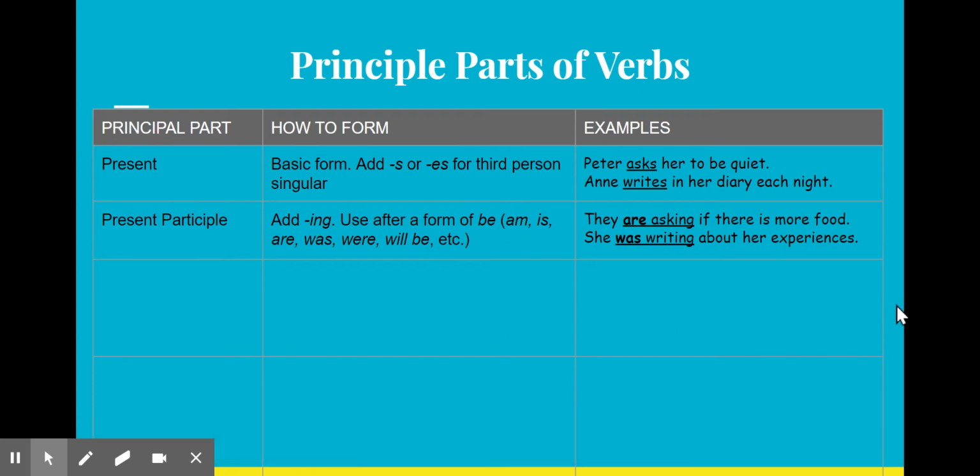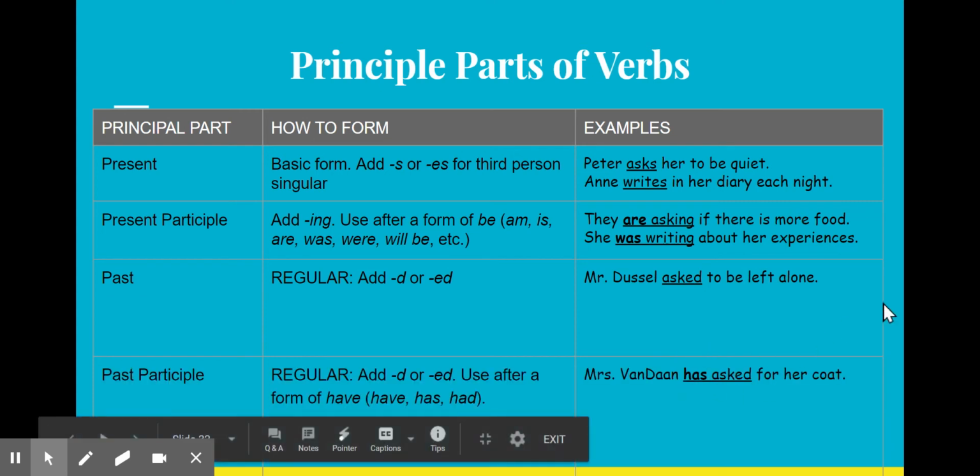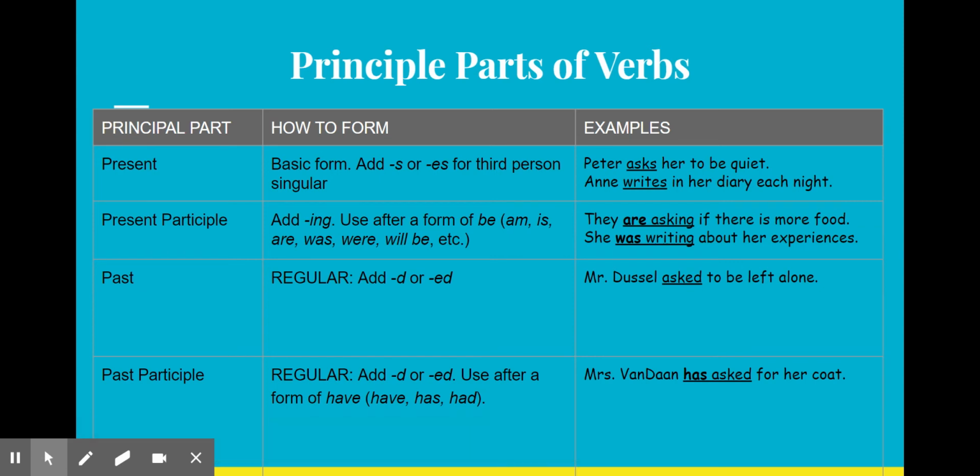Now, here's where we start to distinguish between regular verbs and irregular verbs. In the past tense, in regular, we're going to add a D or an ED, such as in Mr. Dussel asked to be left alone. The past participle is the same. The past participle is adding a D or an ED. The only difference is you're using it to show continuous action, and it is used after a form of have, which is have, has, or had. So Mrs. Van Daan has asked for her coat. Past participle is the same as the past, except you're using it after a form of have.